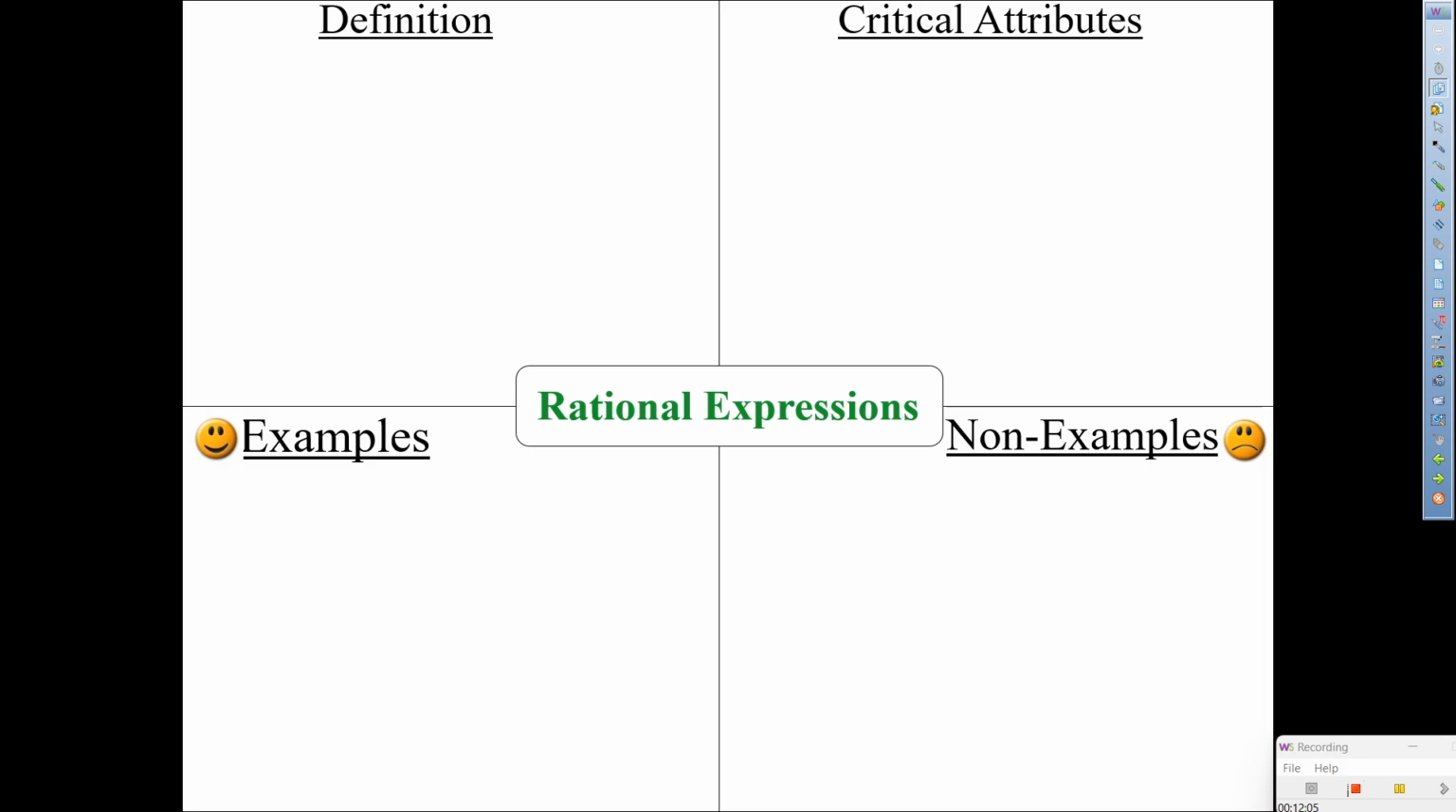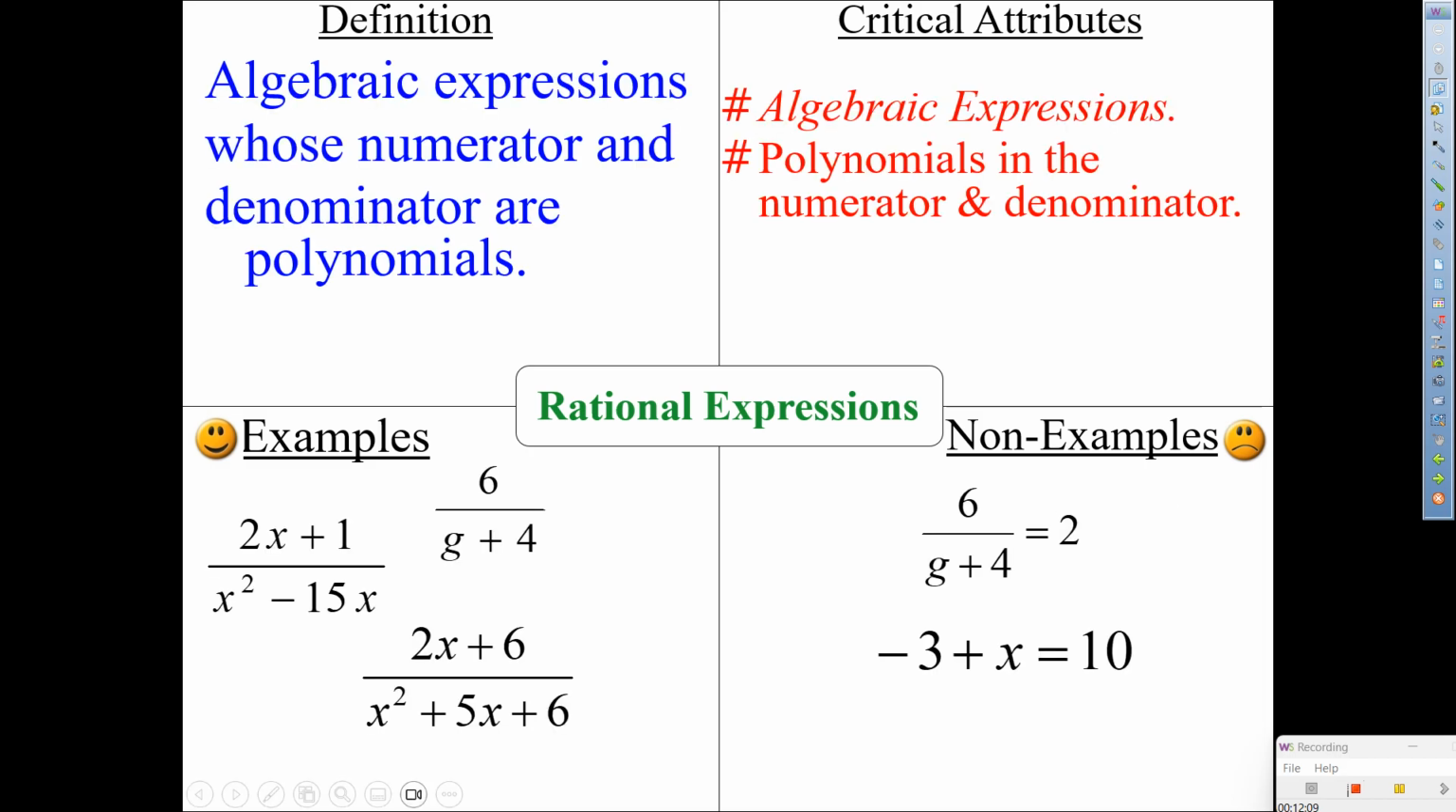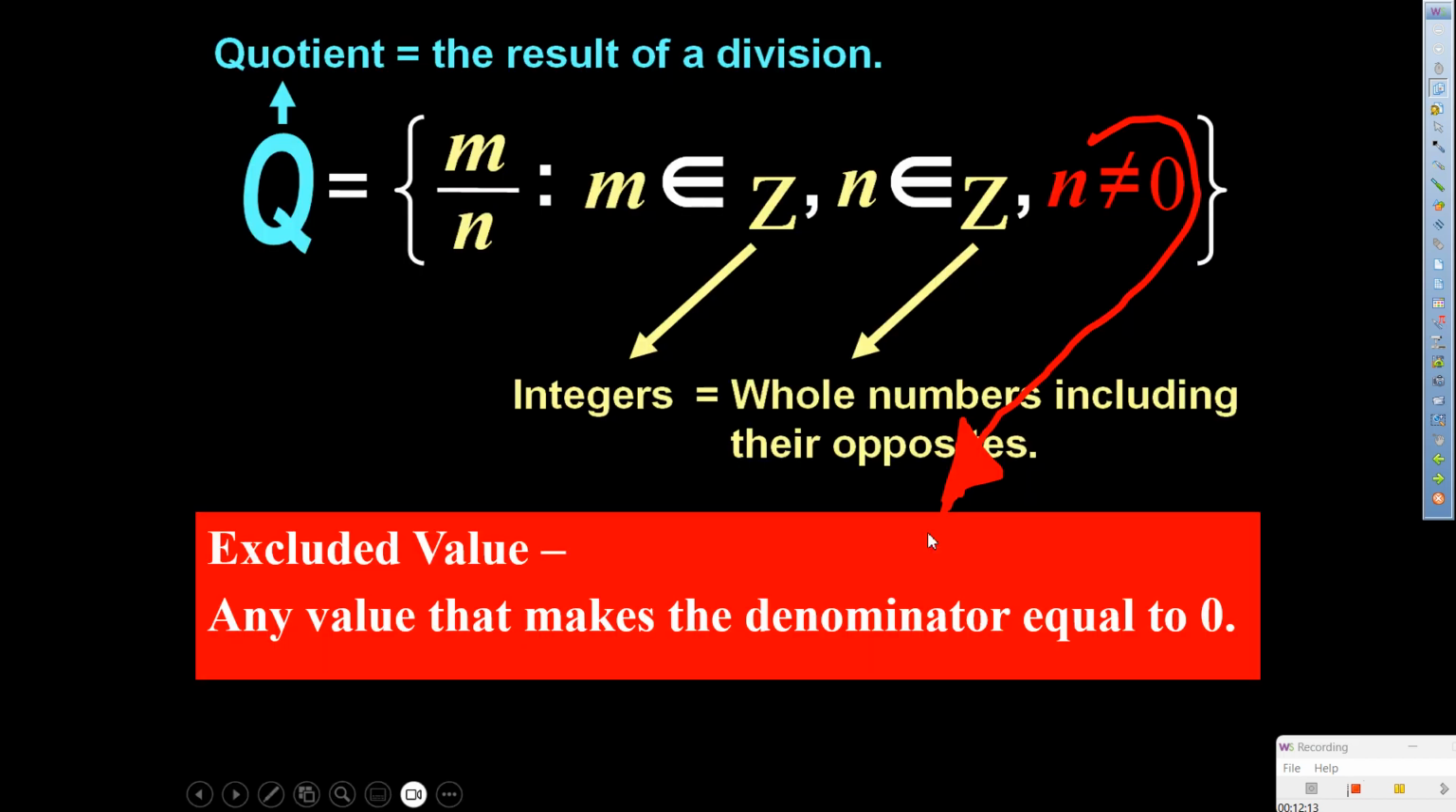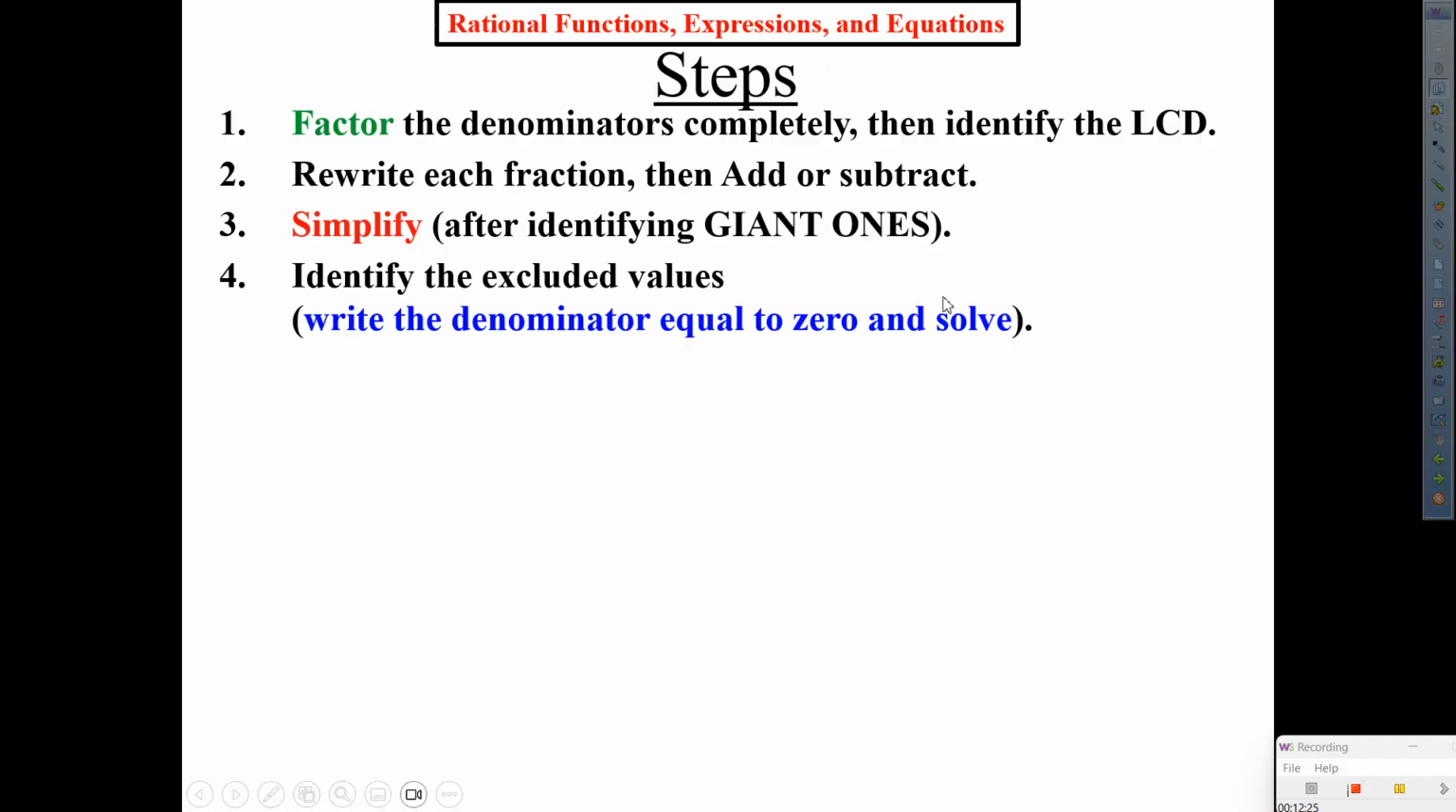And it looks something like that. There it is. All right, then I gave you guys a definition that looks like this. And we said that n, or the denominator, cannot equal 0. Is that correct? And what is that called? The excluded value. All right, I gave you guys steps to follow last night. We did all 3 steps.